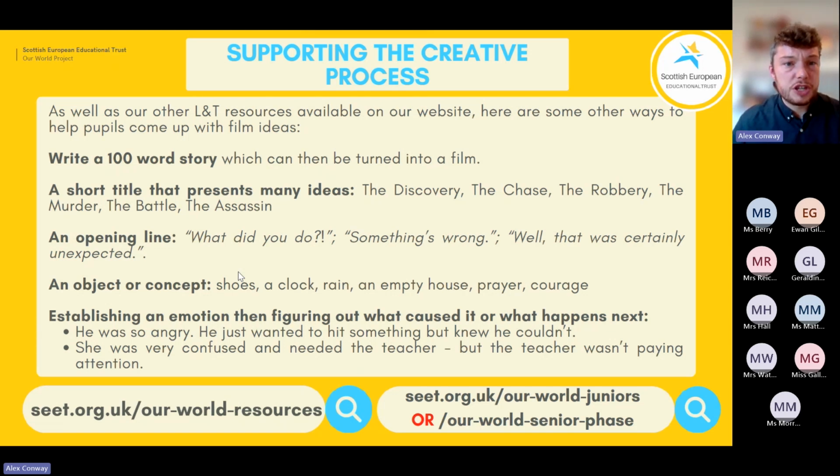We can also establish an emotion, then figuring out what caused it, or what might happen next. So he was so angry, he just wanted to hit something, but knew he couldn't. She was very confused and she needed the teacher, but the teacher wasn't paying attention. These are just some ways that you can establish and bring an emotion into the film early on.